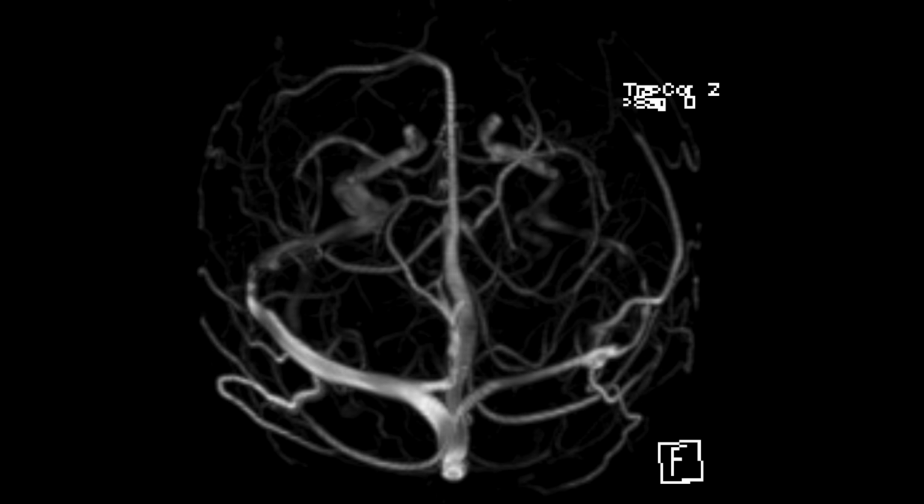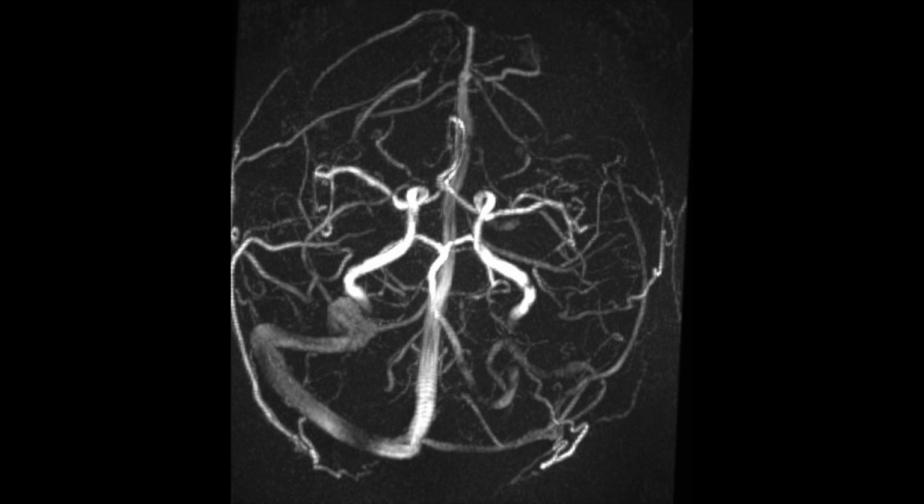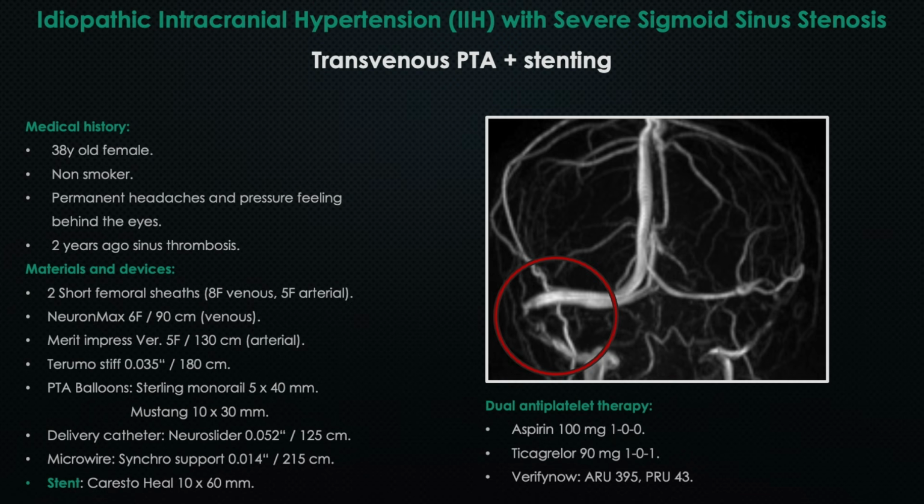Back to our patient, as you can see, there is a high-grade stenosis of the right sigmoid sinus. And here we can see a very good result after treating the stenosis with the stent and PTA, increasing the sinus diameter to normal. As usual, the patient was prepared with a dual antiplatelet therapy with aspirin and ticagrelor, beginning 5 days before the intervention and tested with VerifyNow on the day of the intervention. After 3 months, the ticagrelor was stopped.